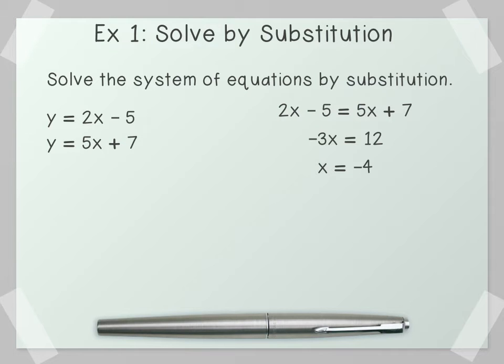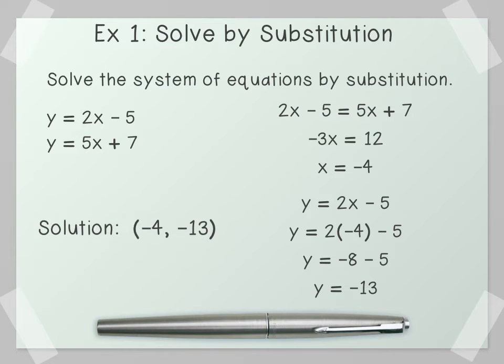Now that is the x-coordinate of my solution. We can substitute that value for x into either equation. I'll pick the top one. We'll substitute -4 in place of x. Let's multiply and then subtract. -8 minus 5, that's -13. So let's put our solution in x, y ordered pair form. Our solution is -4, -13. If I were to have graphed these two lines, that is the place at which both lines would have intersected.